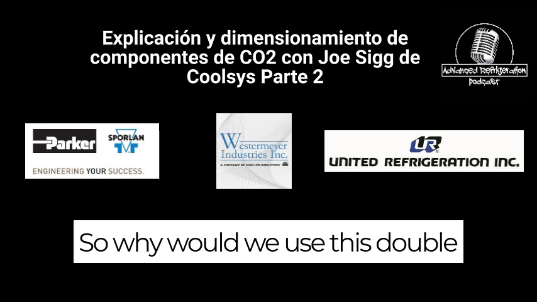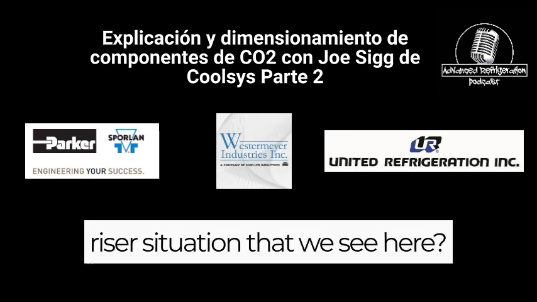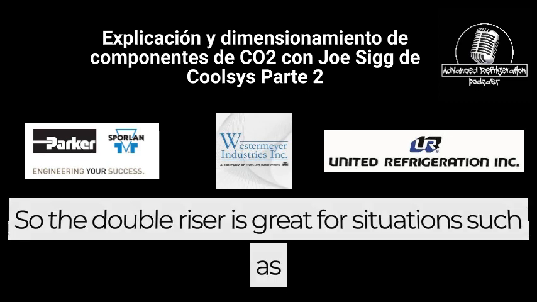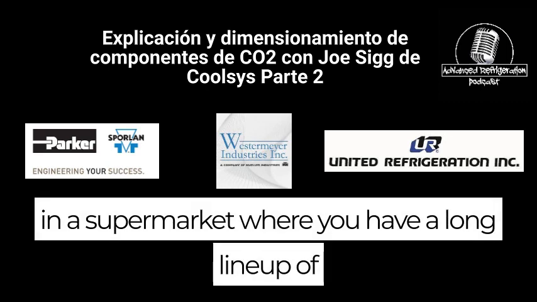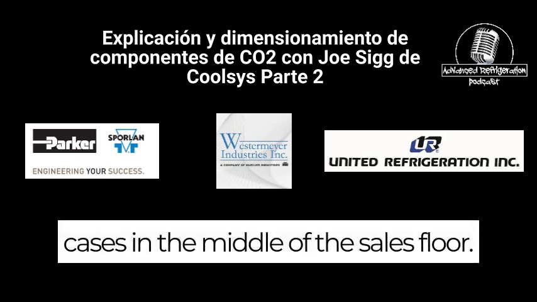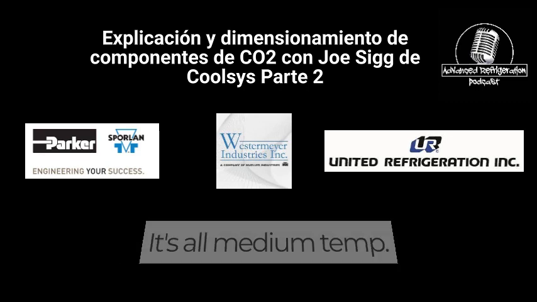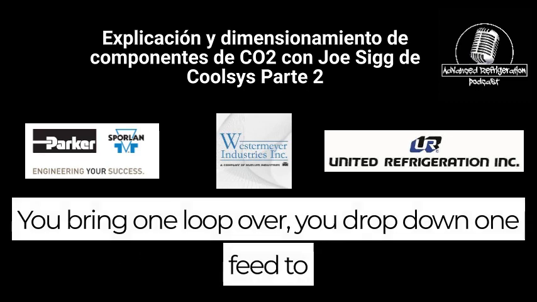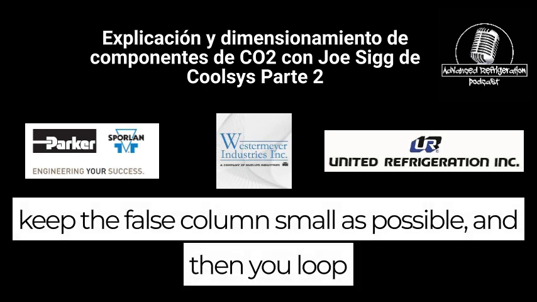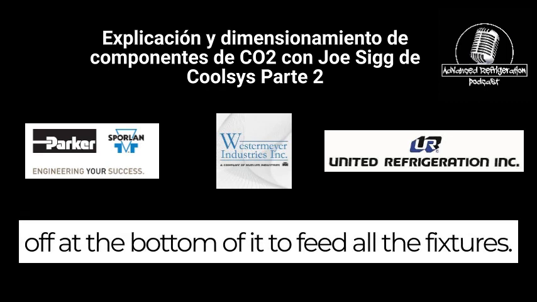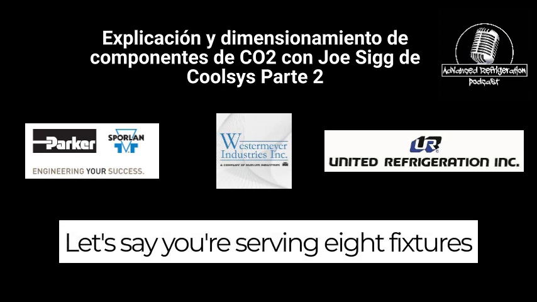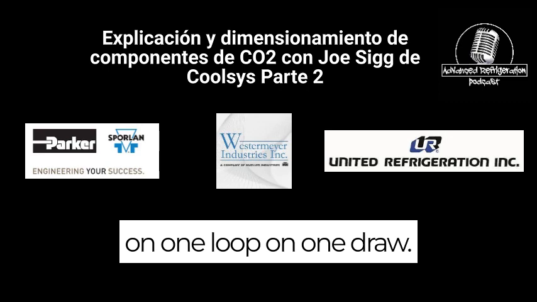So why would we use this double riser situation that we see here? The double riser is great for situations such as in a supermarket where you have a long lineup of cases in the middle of the sales floor. It's all medium temp. You bring one loop over, you drop down one feed to keep the false column as small as possible, and then you loop off at the bottom of it to feed all the fixtures. Let's say you're serving 8 fixtures on one loop, on one drop.